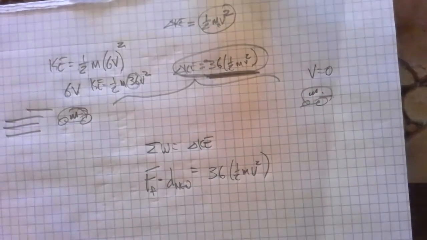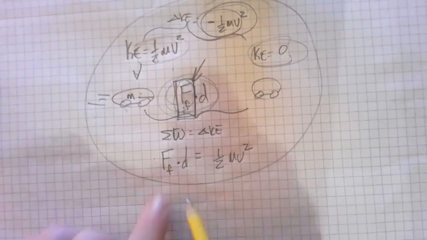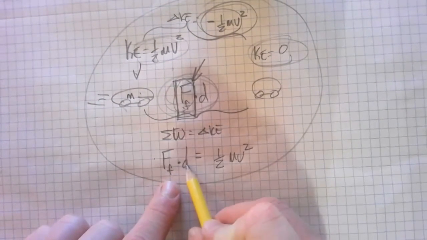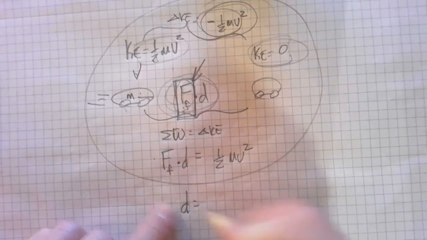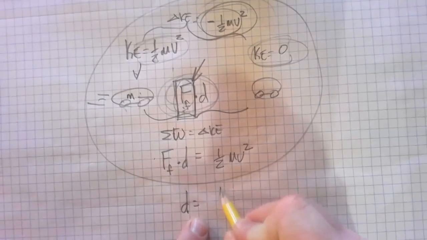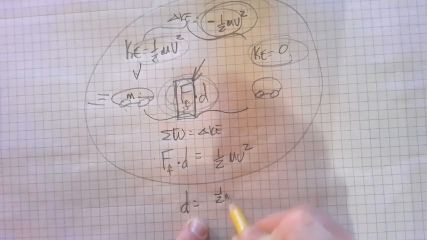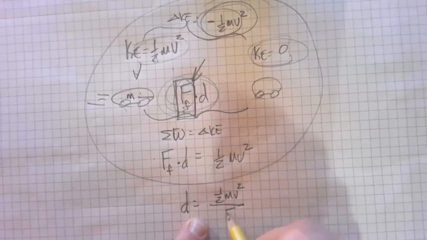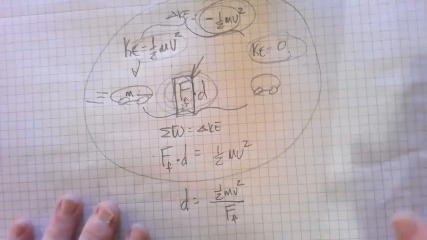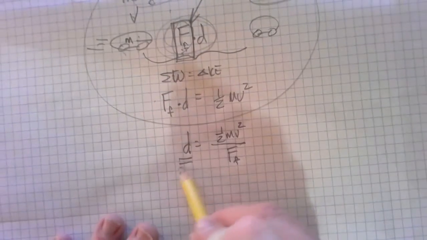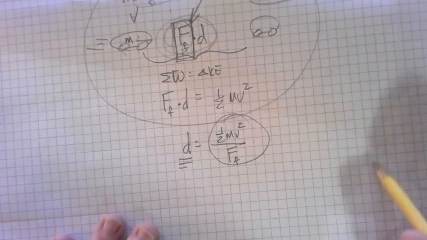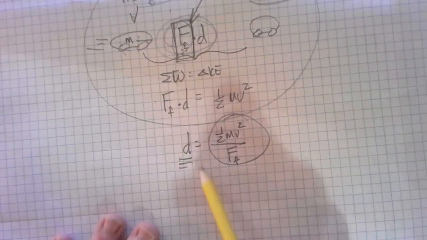Now let's go back to what we had earlier. I don't think I quite finished this one out a second ago. That means that the stopping distance here is 1/2 mv squared over whatever the braking force is. All right, so I didn't quite finish that one out. So there's the stopping distance right there. And I just divided both sides by the force.